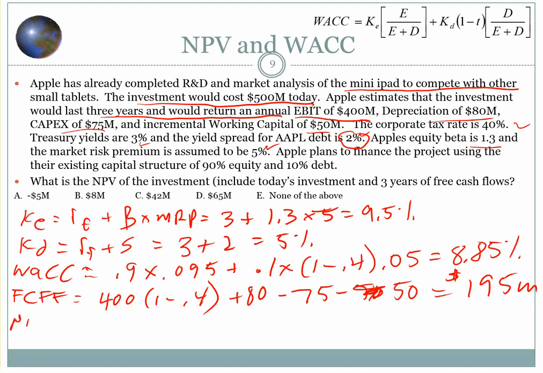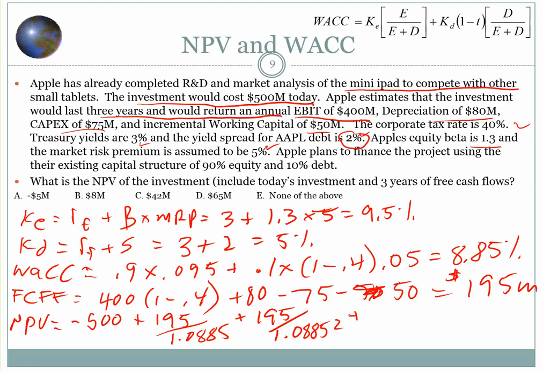And then my NPV will just be the present value of those cash flows. I spend $500 million today, or Apple does. They receive $195 million in 1 year, discounted at the WACC, $195 million at the end of year 2, discounted at the WACC squared, plus $195 million discounted at WACC cubed. And I get a negative 0.5 million. I'm sorry, negative 5 million. So I would not proceed with this project.